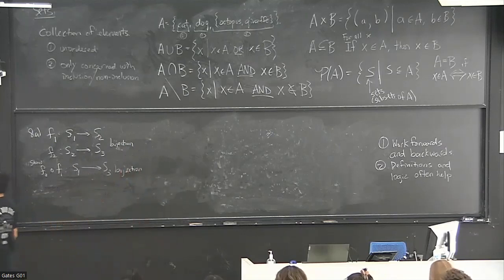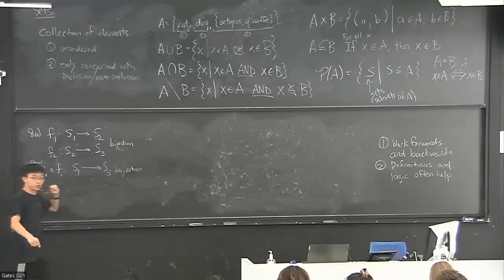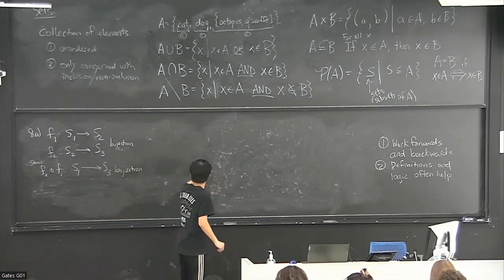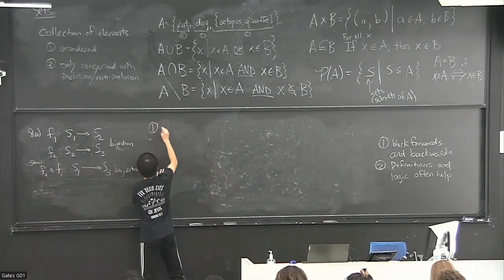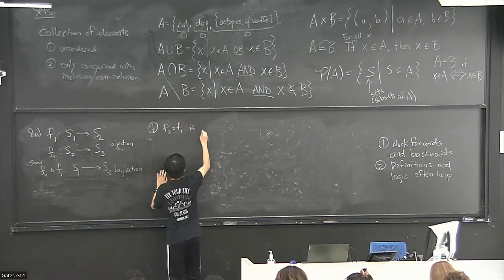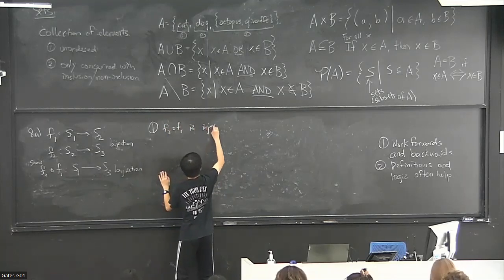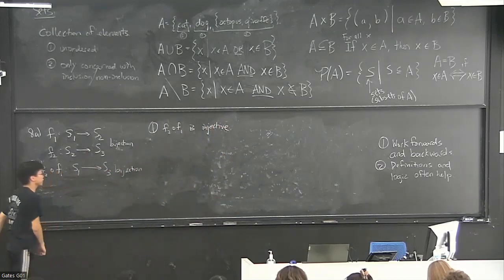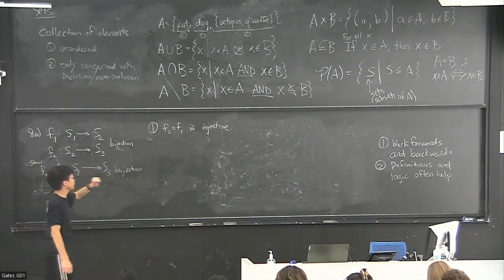How do we show that something is a bijection? We look at the definition: injective and surjective. To prove this, it's the same as proving an and statement. There are two parts. Part 1 is to show f2 f1 is injective. And part 2 is to show that it's surjective. I'm going to do the injective part first.